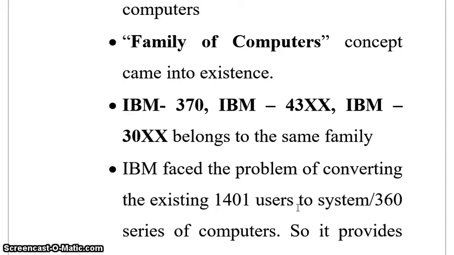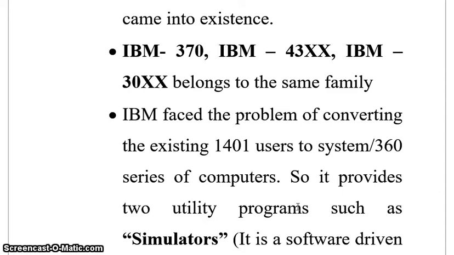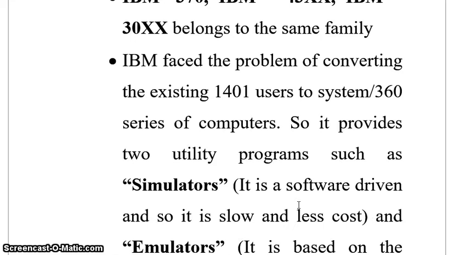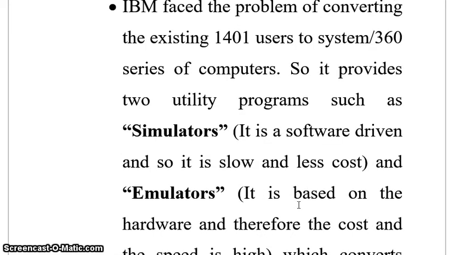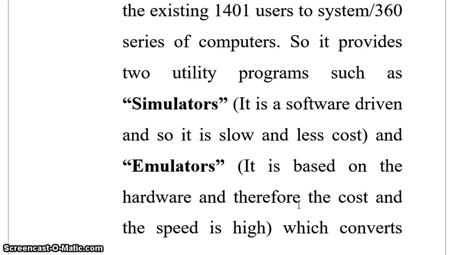In this, IBM faced a problem of converting the existing users, that is, in the second generation we used 1401 machines, so existing users of 1401 had to move to the System 360 series of computers. So they introduced two utility programs. One is simulators, the other one is emulators. Simulators are software driven, slow and very low cost. But emulators are hardware driven, and therefore the cost and the speed are high. But both of them are going to convert the 1401 users to System 360.